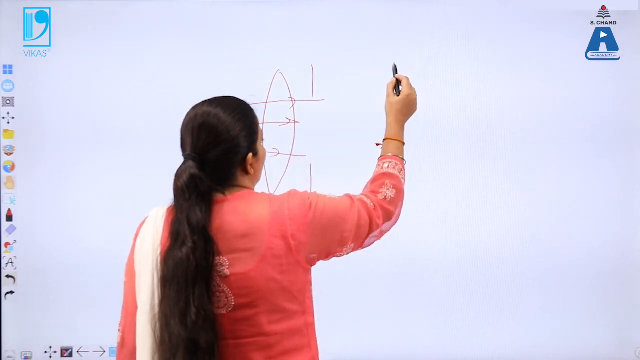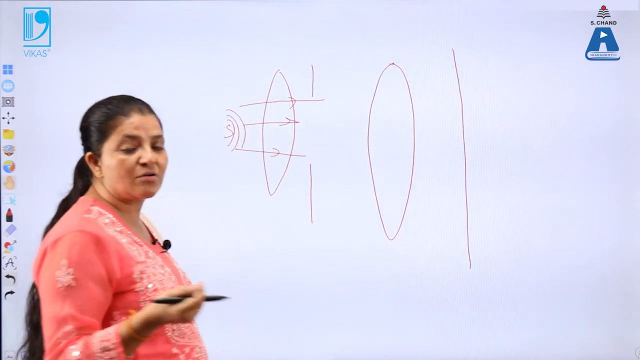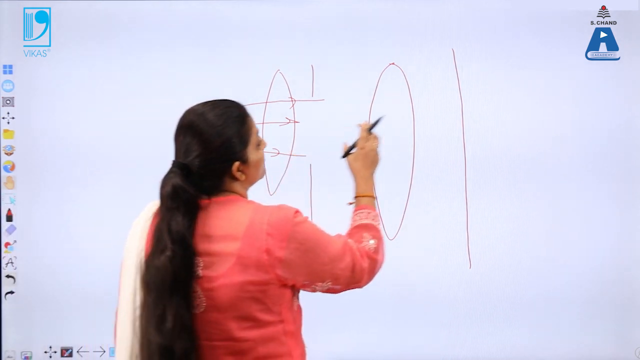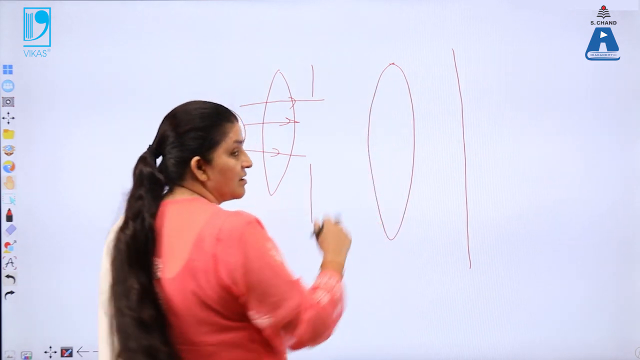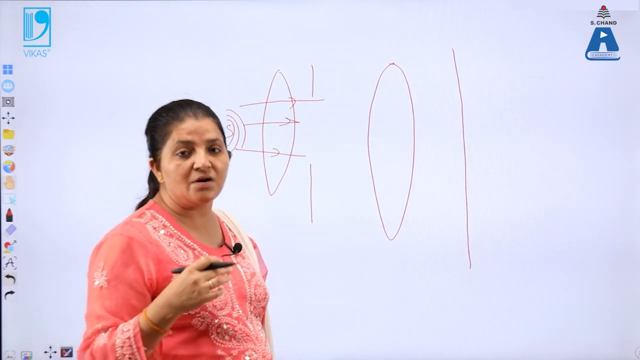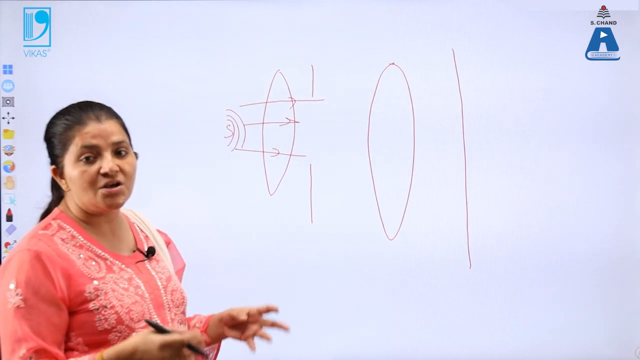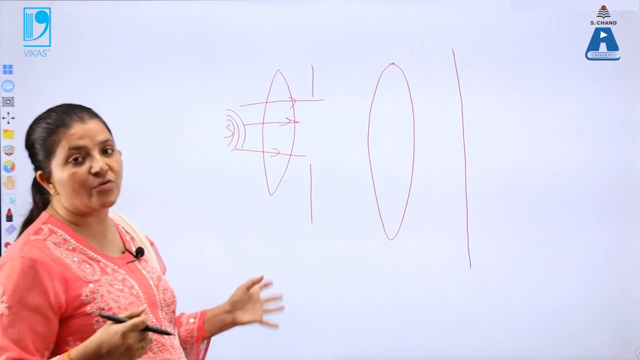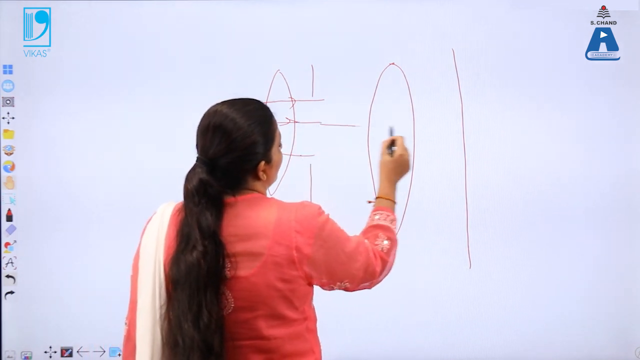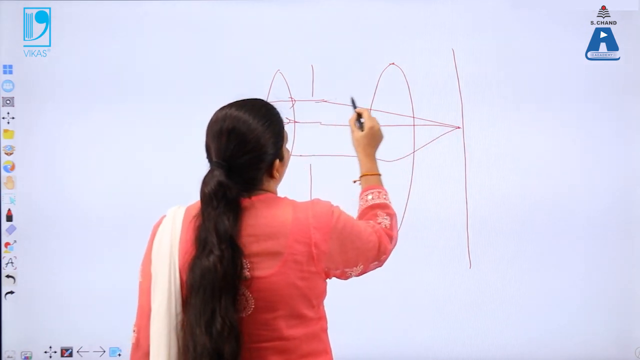Then after the bending of light, in order to converge the radiations on the screen, the light is converged on the screen by using another lens over here. So these lenses are not used to convert the light into a parallel beam, but they are used to converge the beam over the slit and over the screen. Now again, after the bending of light, we will get the diffraction pattern of light in this case.